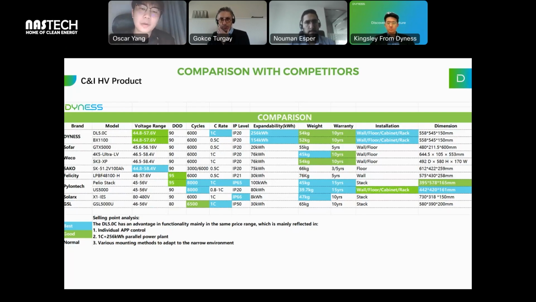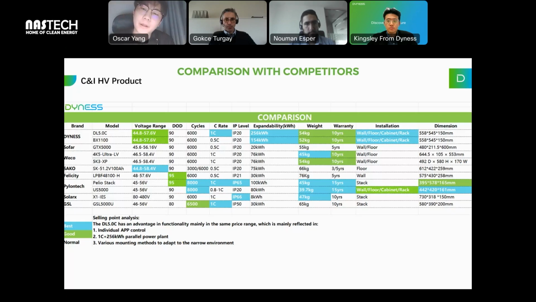As is known to all, high voltage batteries are always more expensive than low voltage ones. So Dyness offers a better choice: you can use a low voltage battery for some C&I projects. And we support 10 years of warranty. In the warranty term, if you have a problem with the software, we are responsible for fixing it. And if you have any failure in the hardware or firmware, we will send our engineer to replace it, no matter whether it is a PCB board failure or a battery cell failure.